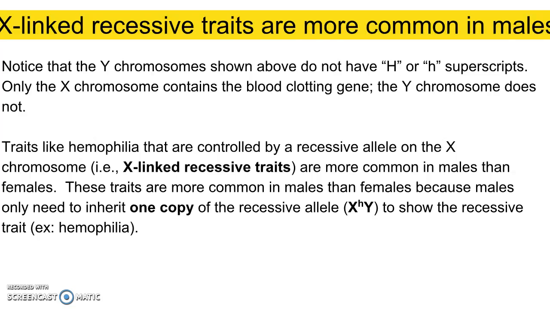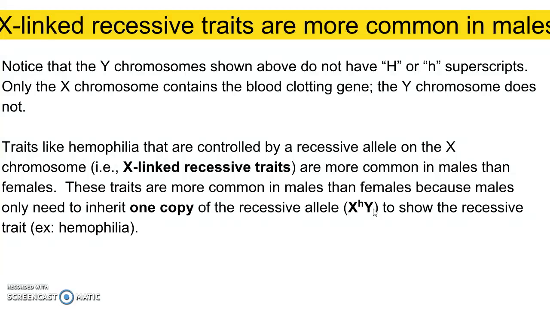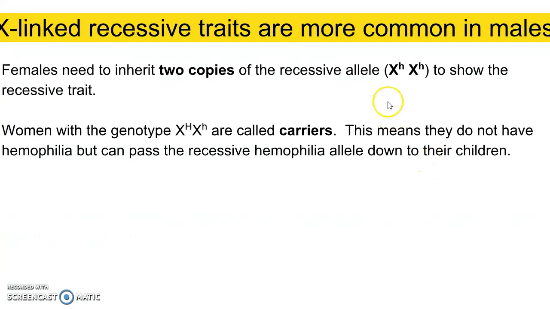Now these traits, like hemophilia, are called X-linked recessive traits because they're controlled by a recessive allele on the X chromosome, and they happen to be more common in males than females. And that's because males only need to inherit one copy of that recessive allele, like we see with this genotype here, in order to show that recessive trait, which in this case is hemophilia. Females would need to inherit two copies of the recessive allele to show the recessive trait, and that's much more rare.